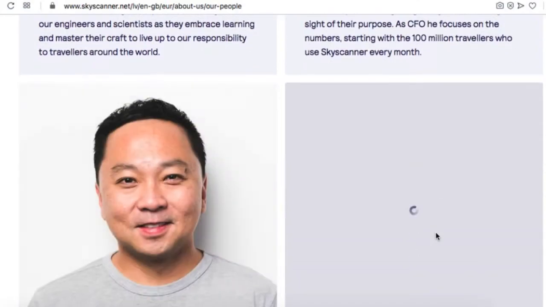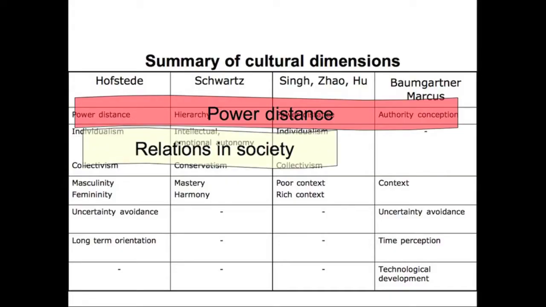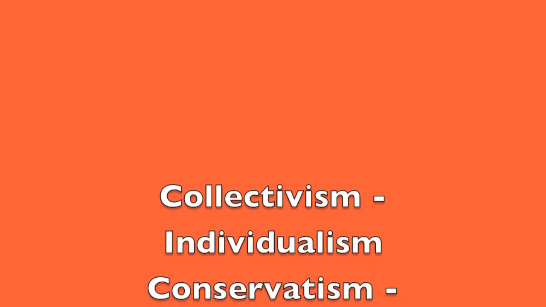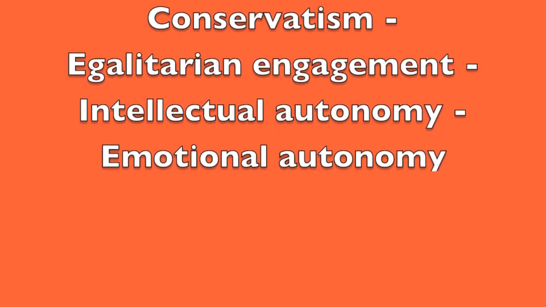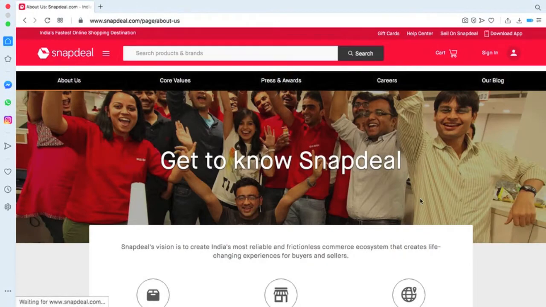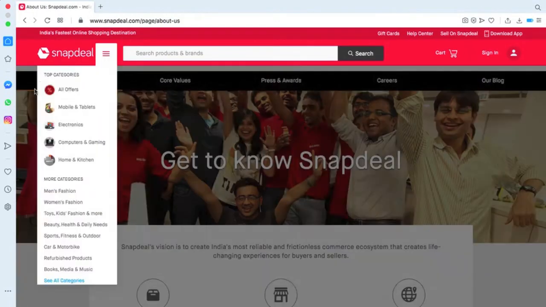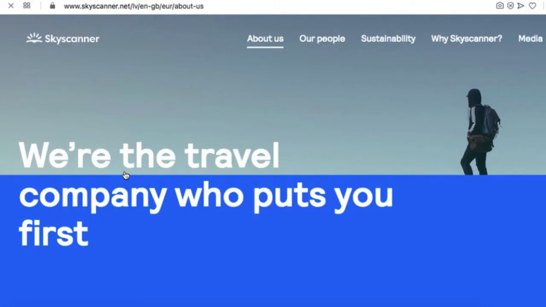The second dimension is collectivism and individualism, proposed by Hofstede and used in many other models. For example, it's similar to intellectual autonomy, emotional autonomy, egalitarian engagement, and conservatism dimensions proposed by Schwartz. Here the main idea is relations between people in the society. Are those people more motivated by individual motives or by collective goals?